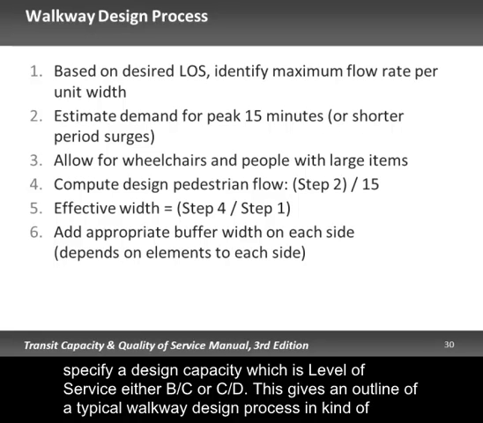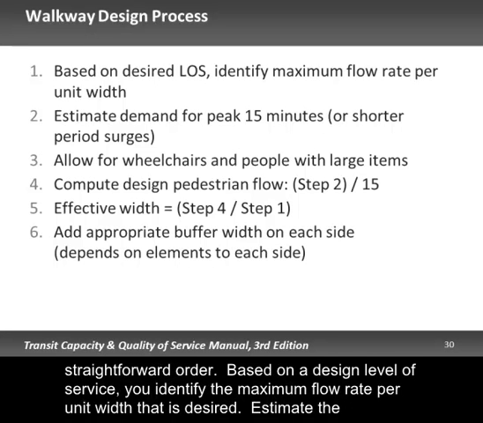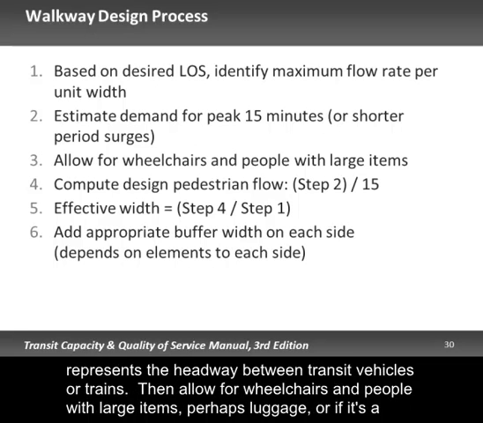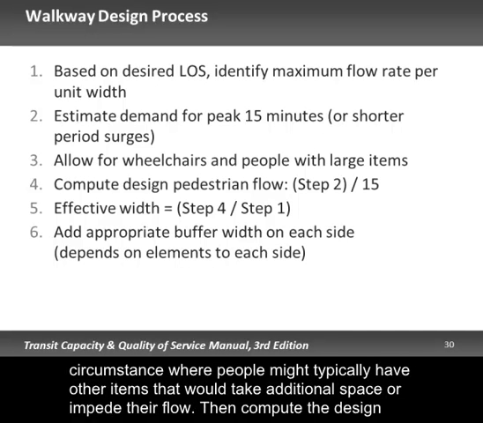This gives an outline of a typical walkway design process in kind of straightforward order. Based on a design level of service, you identify the maximum flow rate per unit width that is desired. You estimate the demand for the peak 15-minute period or shorter periods in some cases. For instance, in transit systems, we'll often focus on the time period that represents the headway between transit vehicles or trains. Then allow for wheelchairs and people with large items, perhaps luggage, or if it's a circumstance where people might typically have other items that would take additional space or impede their flow.